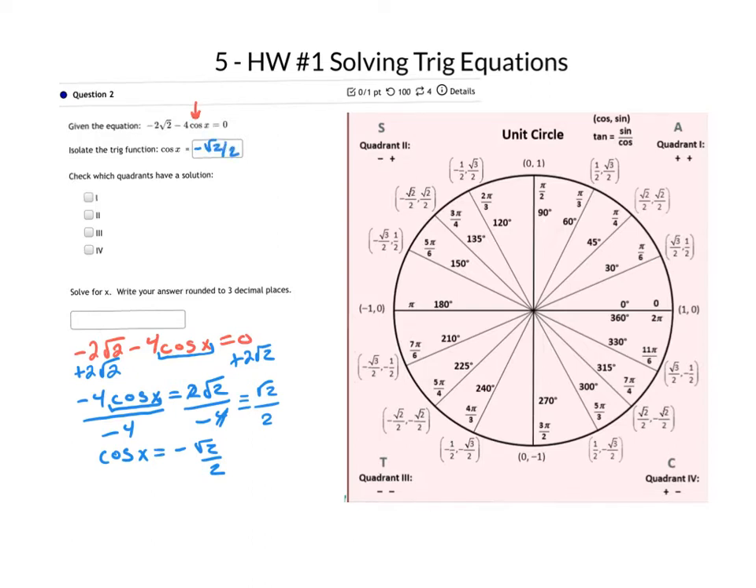Now, the reason why I have my unit circle here is I want to find where cosine equals negative square root of 2 over 2. Remember that cosine goes along with the x-coordinate. So if you look at the coordinates on the unit circle in terms of their ordered pair, x and y, I want to look at x to find my cosine value. So if I go around everywhere, I see that x is negative square root of 2 over 2 there, and x is negative square root of 2 over 2 there.